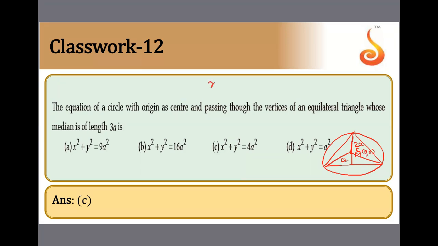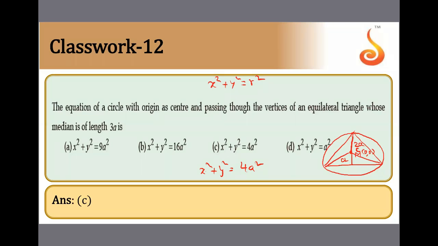The circle with origin as center will be what? x square plus y square equal to r square. r is equal to 2a. Very simple question. x square plus y square is equal to 4a square. The median is divided in a 2:1 ratio. In an equilateral triangle, the median, altitude and angular bisector all will coincide at the centroid. So 2:1 ratio, this is 2a. So x square plus y square equal to 4a square.